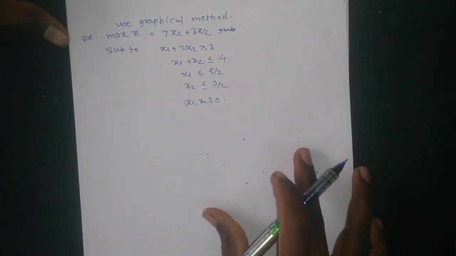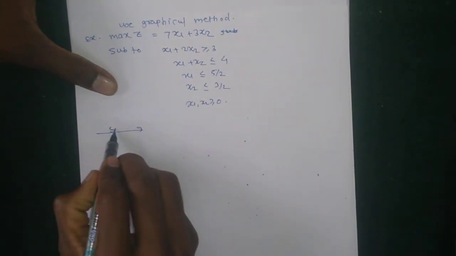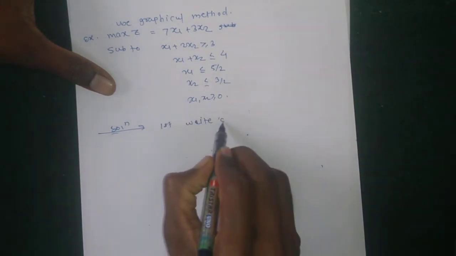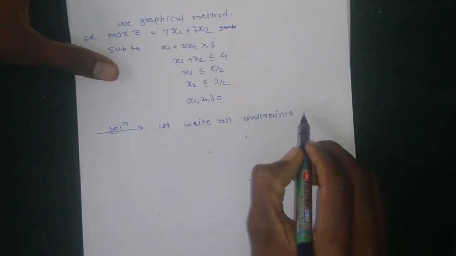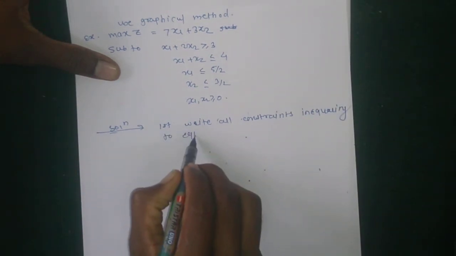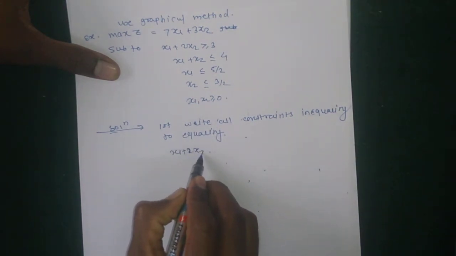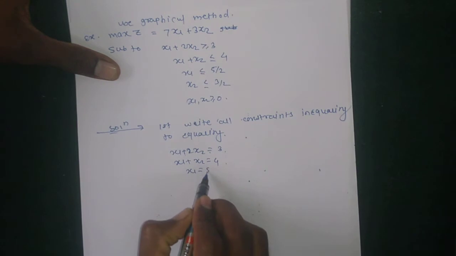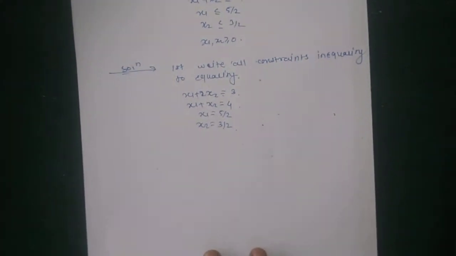So find the optimal solution of the given LPP problem by using the graphical method. The solution is, first, write all constraints in equality. Then x1 plus 2x2 equal to 3, then x1 plus x2 equal to 4, x1 is equal to 5/2 and x2 is equal to 3/2, in this way.